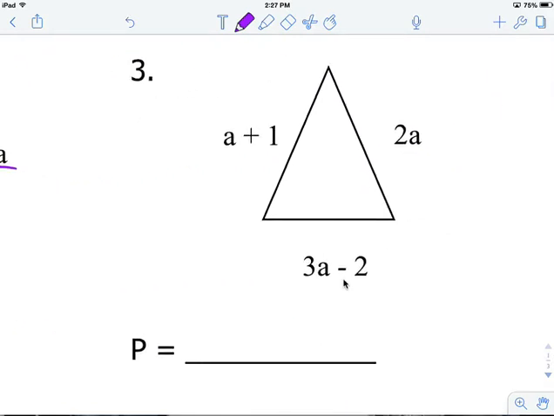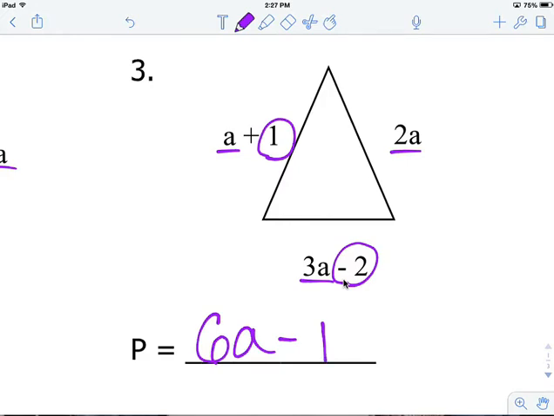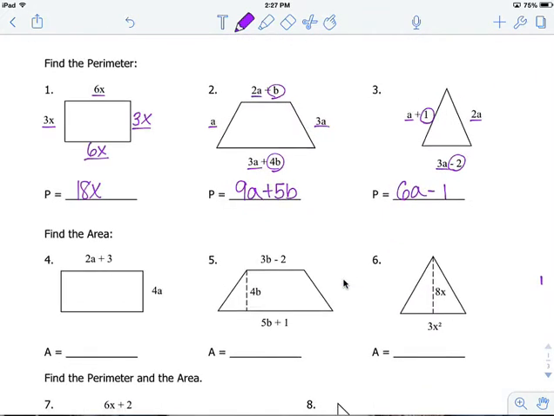Number 3 is very similar. I have a plus 2a plus 3a, which gives me 6a. And I have 1 plus negative 2, which is negative 1. Now we're going to move on and actually find the area. This is where your laws of exponents come into play.